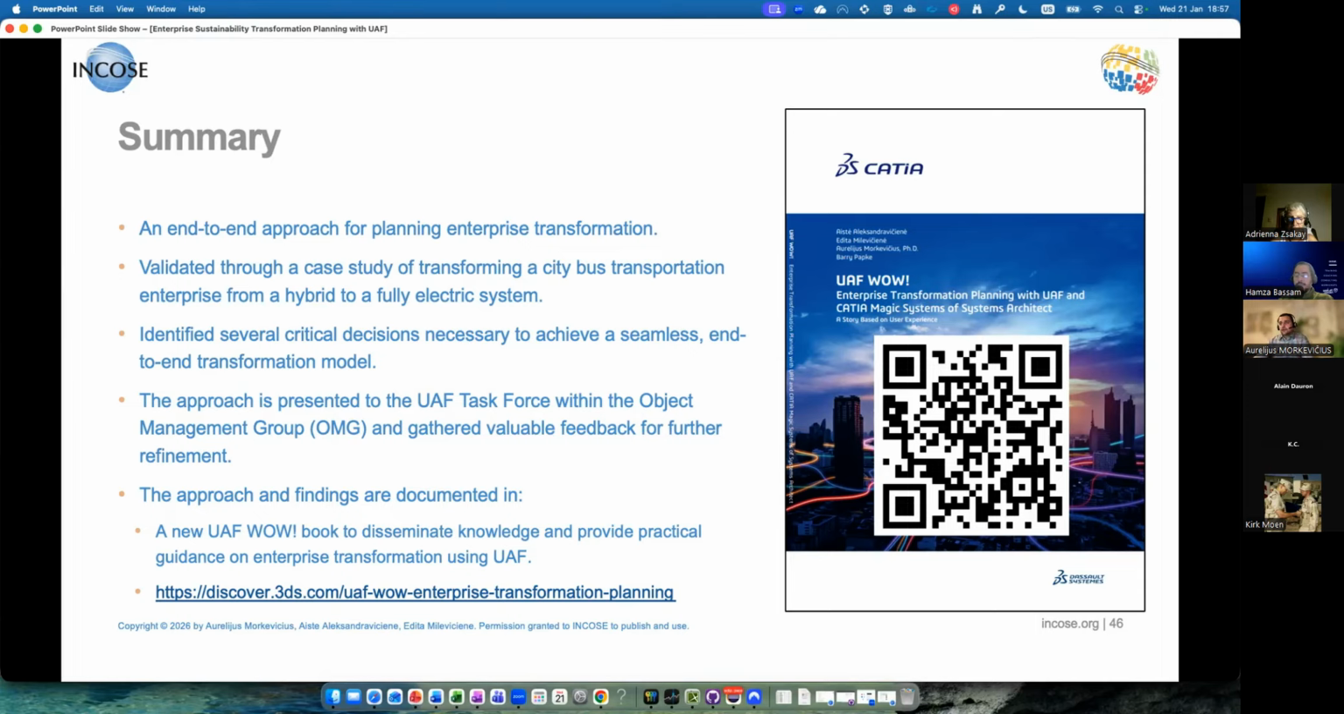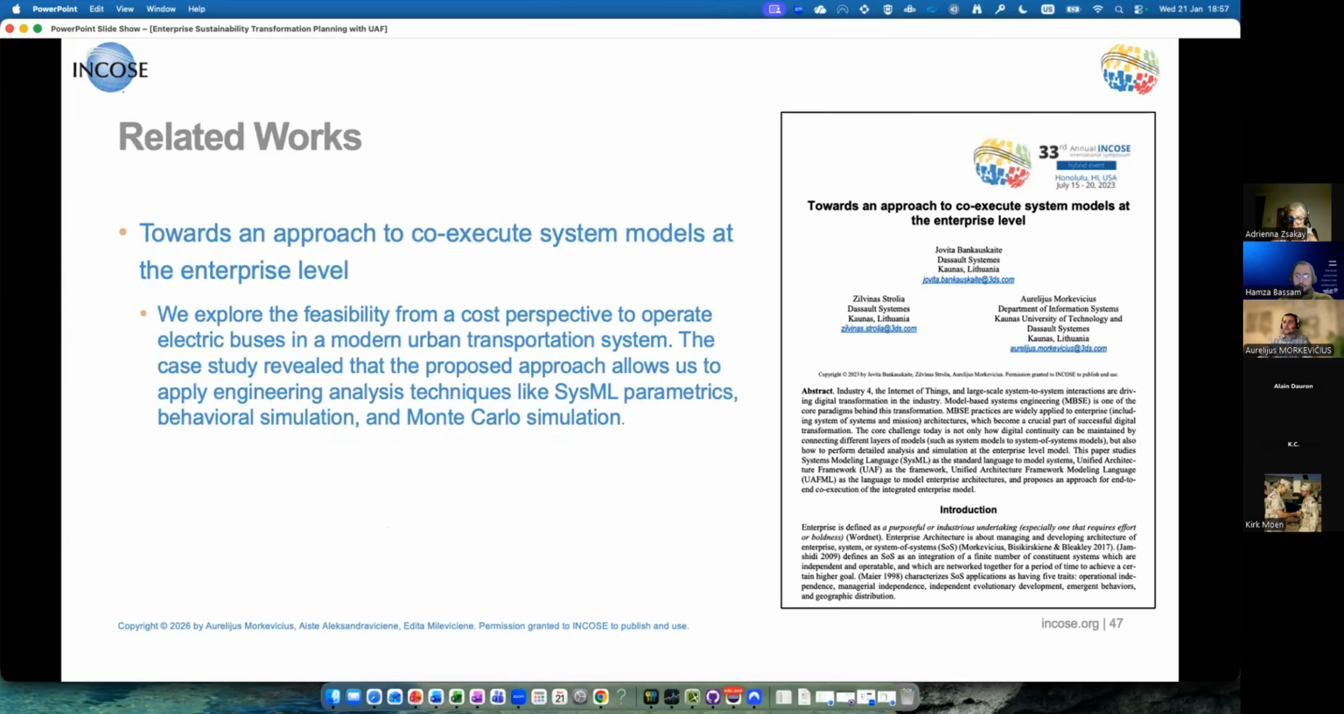And also this approach we published as the INCOSE paper last year in 2025. It has been presented in Canada at the INCOSE Symposium. So there is also the paper available, and if you want to get the paper, please reach out to me, and I will send it to you along with other related works if you're interested.